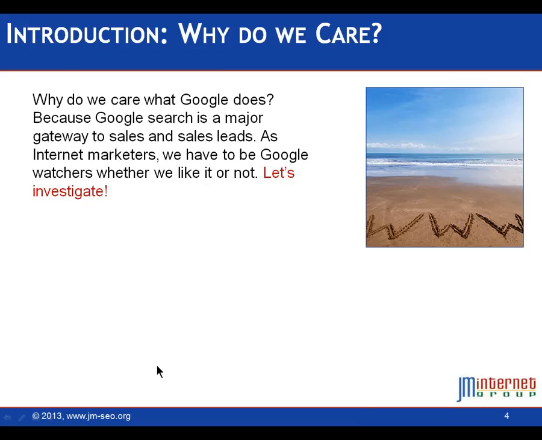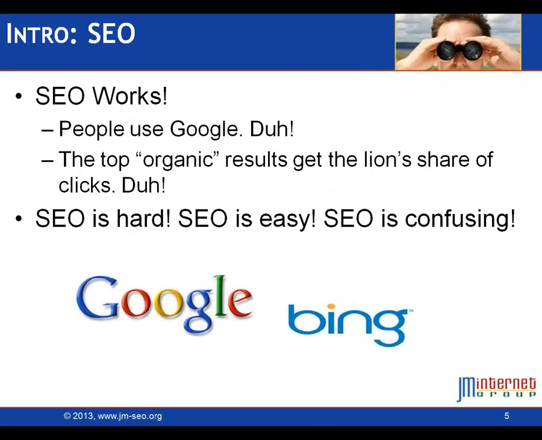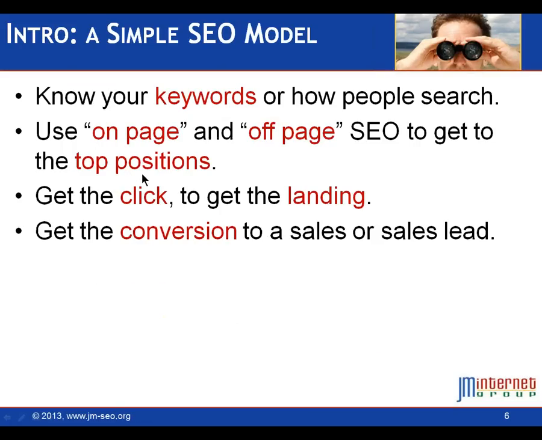So why do we care what Google does? Obviously because it's the main gateway. I have what I call my duh slide. People care about SEO because it's such a huge pathway to how people find you, to how people get to your company, your product, your service. And SEO, of course, search engine optimization, is the art and science of manipulating Google and Bing to show up at the top. This is why we're Google watchers in a huge way, and a little bit of a Bing watcher too. Bing is important, although not nearly as much as Google.